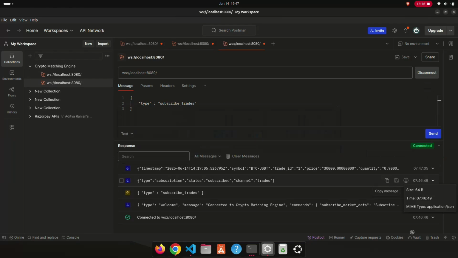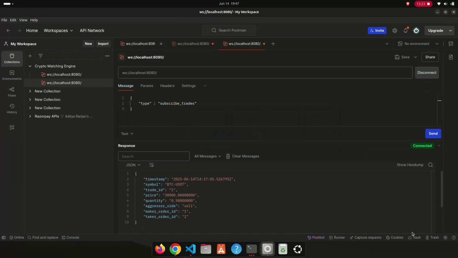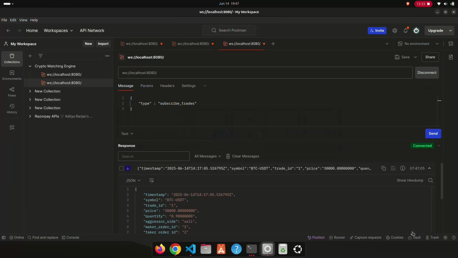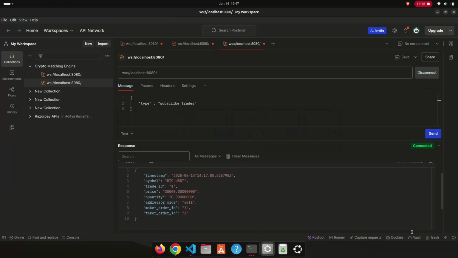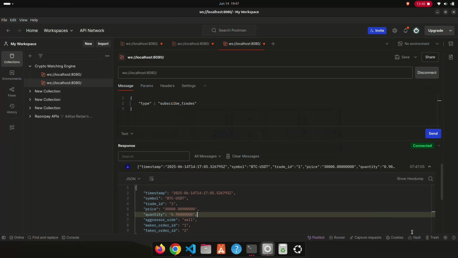Now here we have got the trade update. This was for $30,000, 0.9 unit Bitcoin. This was also $30,000 for 0.9 Bitcoin. And in the trades, you can see a trade with ID 1 has been executed for $30,000 and 0.9 quantity Bitcoin. So in this way, our engine works.